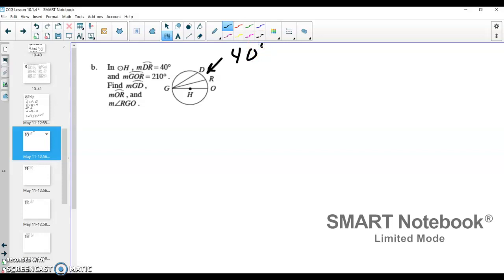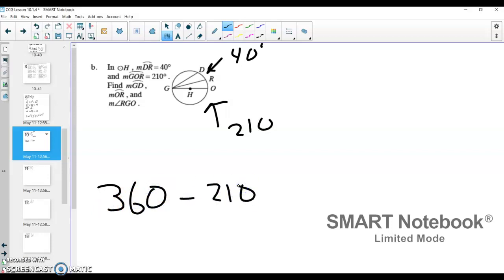The measure of GOR, so that major arc G, I use my cursor, GOR, that major arc right there is 210 degrees. And now we want to find what GD is. Well, GD is the only thing that we don't know, so we know that there's 360 degrees in the total circle. We know that 210 of that's already taken from GOR, and 40 degrees of that is already taken from DR. And so now we have gotten rid of GOR, we got rid of DR, so now we're just left with GD, which is what we want.